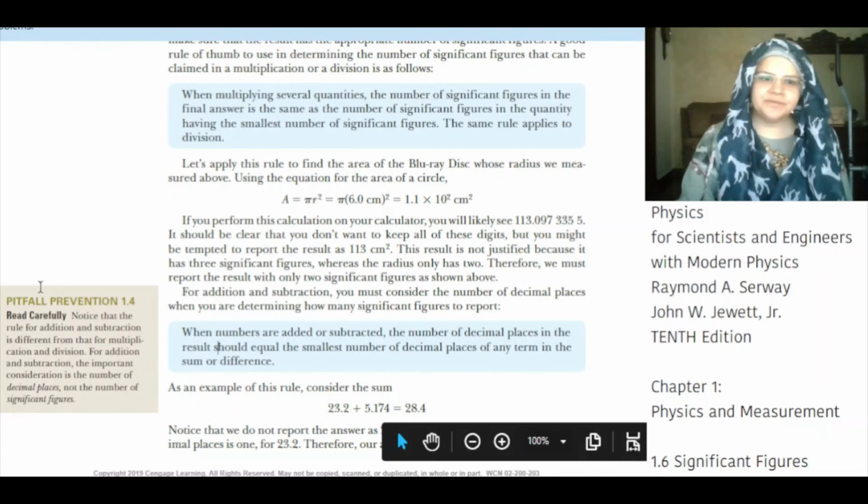Pitfall prevention. Read carefully. Notice that the rule for addition and subtraction is different from that of multiplication and division. For addition and subtraction, the important consideration is the number of decimal places, not the number of significant figures.